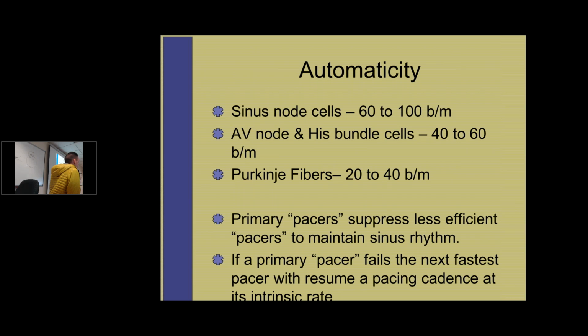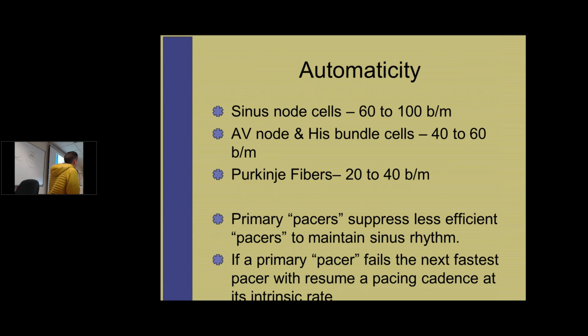So when you get your first degree blocks, your second degree blocks, is that first degree referring to the AV or the Purkinje fibers? Yeah, first degree, second degree, that's pertaining to the sinus and AV node. It's mostly at the sinus node with first and second degree blocks. Third degree blocks is AV node as well.